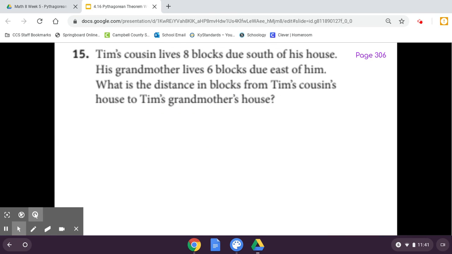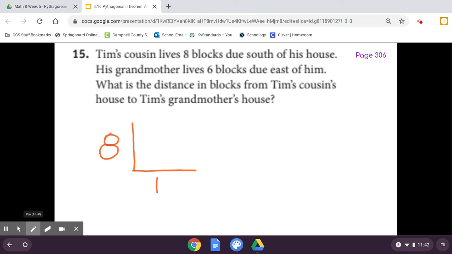It looks like we have one more problem for you today. So Tim's cousin lives 8 blocks due south of his house. So here's 8. His grandmother lives 6 blocks due east. What is the distance? Again, we are going to be searching for that hypotenuse, which again, we are real good at this point in time.